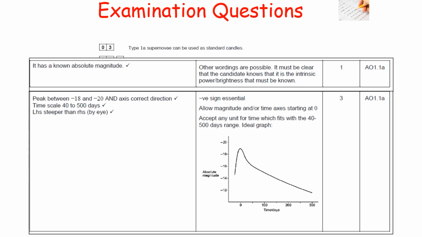Now you can see here our values of absolute magnitude on the y-axis and our time in days on the x-axis. The important things to note are that the peak of a type 1a supernova is about minus 19 on the absolute magnitude scale, and it occurs approximately 10 days after the start of the process. Now you should have a graph from about 40 days to about 500 days, with the peak occurring at about 10 or 20 days after zero, and it going down to a lesser value after about 300-400 days.